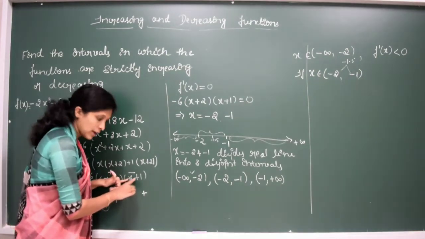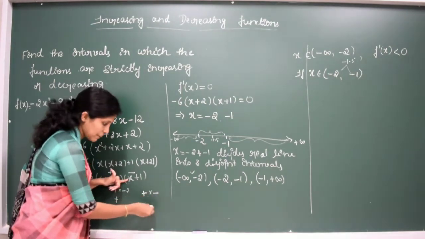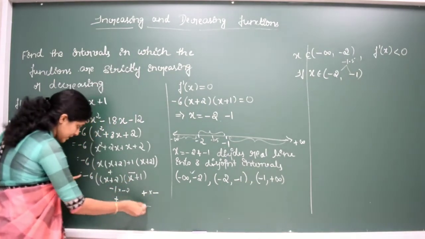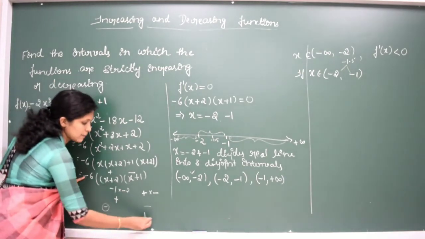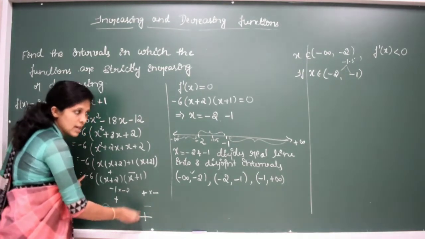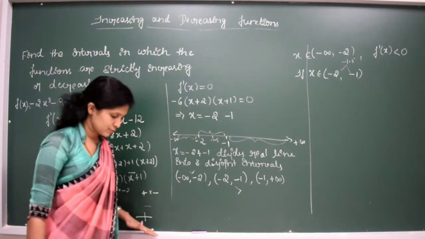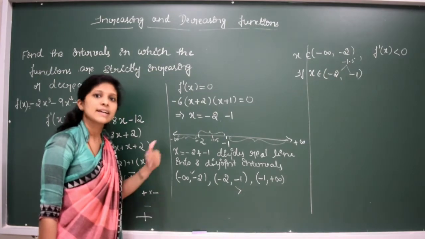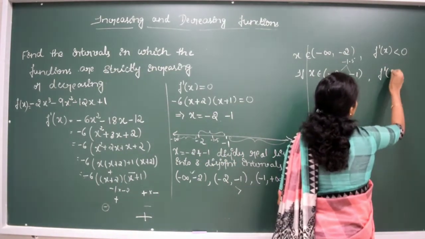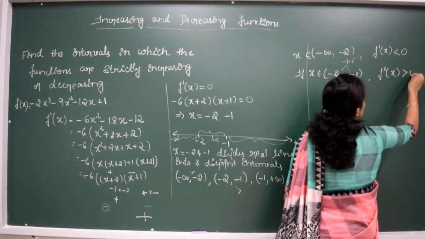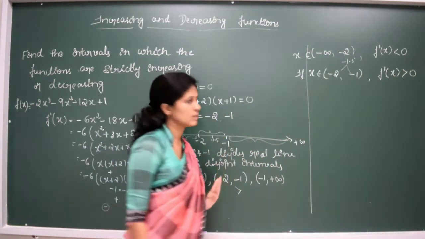Minus 1.5 plus 1 will be negative. So plus into minus will be minus, right? That minus is multiplied with another minus here. So minus into minus will be plus. Is it clear? In the second interval we got f dash of x greater than 0. In this interval, the function f dash of x is greater than 0. Is it clear? Now we will check with the third one.